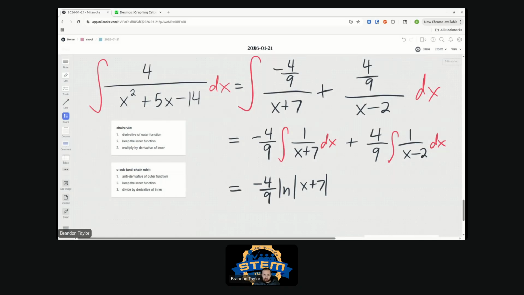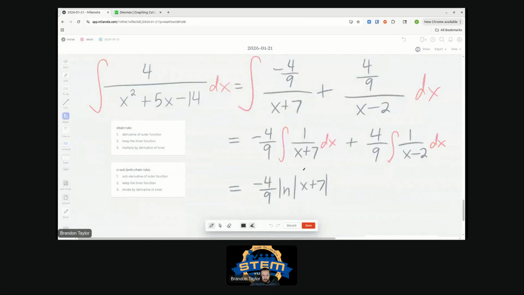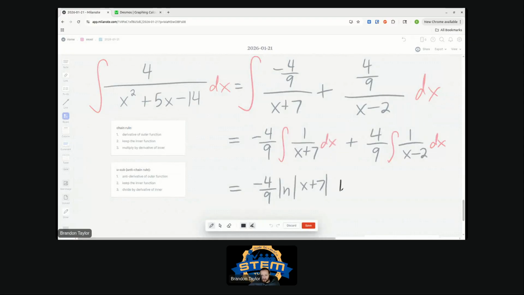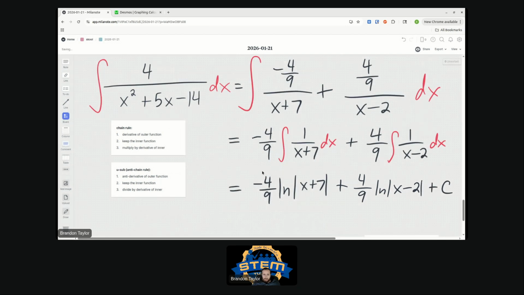It's always something times natural log, right? You can just pull the constant out, natural log. That's basically the answer. Sometimes it gets more complicated. Like I said, if you had a 2 here, you'd have to divide by 2 to do this last step. But as long as it's 1, that's pretty easy. It's literally natural log of that thing. And this one will be plus 4/9 natural log of x minus 2. And then because this is an indefinite integral, you also have to remember plus C. But there you go. Hopefully that process makes sense.